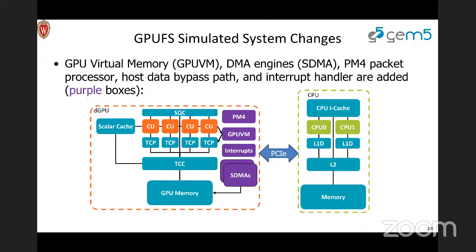To show you that graphically, this picture should look similar to the one I showed you before, but the difference now is all of those purple blocks. All of the purple blocks between the CPU and the GPU, the PM4 packet processor, the host data bypass, the interrupt handler, the GPU virtual memory, and so on, are now modeled at high fidelity in gem5 when we run with GPUFS. While the architecture, the compute units, the caching and the cache coherence, are the same, the stuff that interfaces between the host and the device is now simulated at a much higher fidelity than before. If you're doing research on those things, you can now take advantage of that.